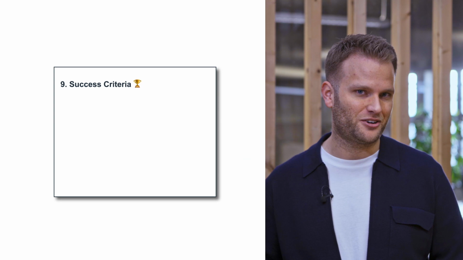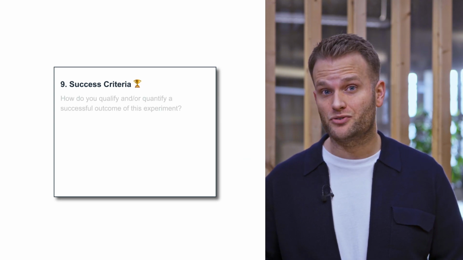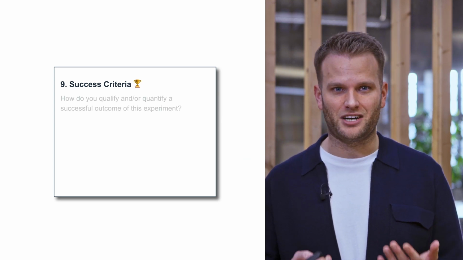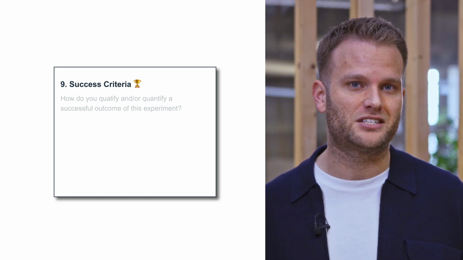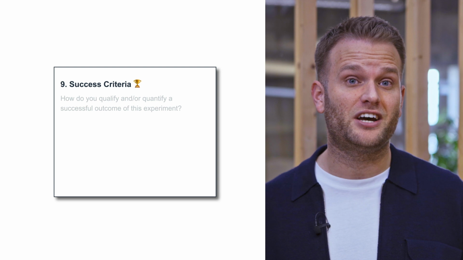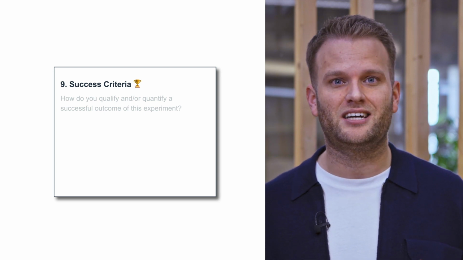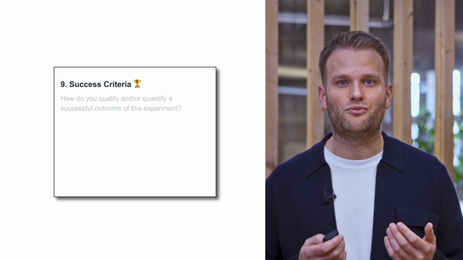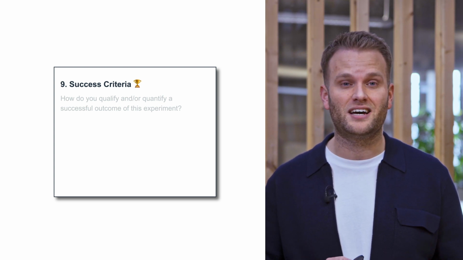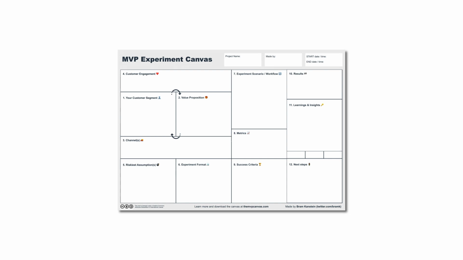9. Success criteria. You can measure more than one metric, but only select one metric that defines your experiment's success. How will you qualify or quantify a successful outcome? After deciding on your success criteria, it's time to set up, build and launch your MVP through your chosen channels and run the experiment in order to gather data, insights and look at your metrics.